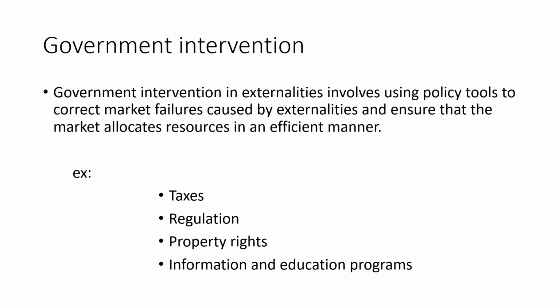Information and education. Governments can also promote information and education programs to help individuals and firms understand the impacts of their actions and make more informed decisions. Simply, externalities are costs or benefits to a third party when an economic transaction takes place. But that cost or benefit does not reflect in the price of the good or service. This is where the governments intervene. If the externalities are positive, government will encourage them. If the externalities are negative, government will impose policies to reduce the negative externalities to the third person.